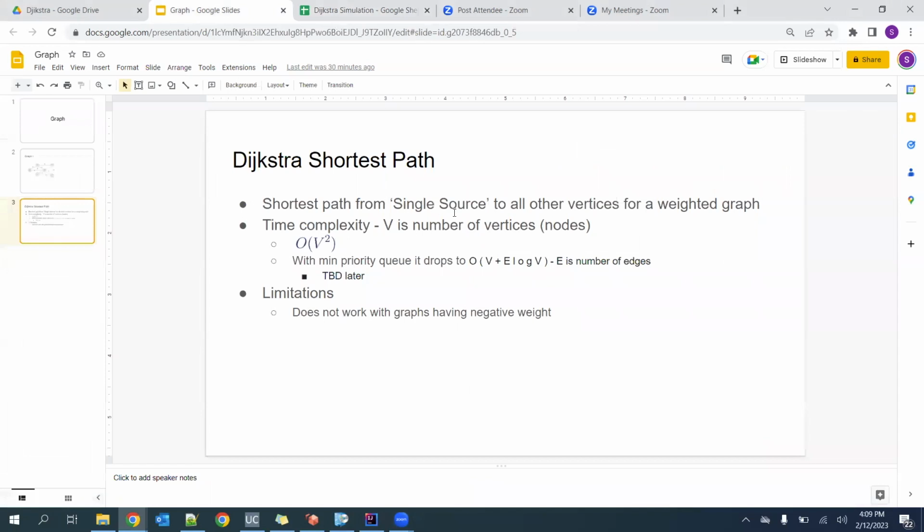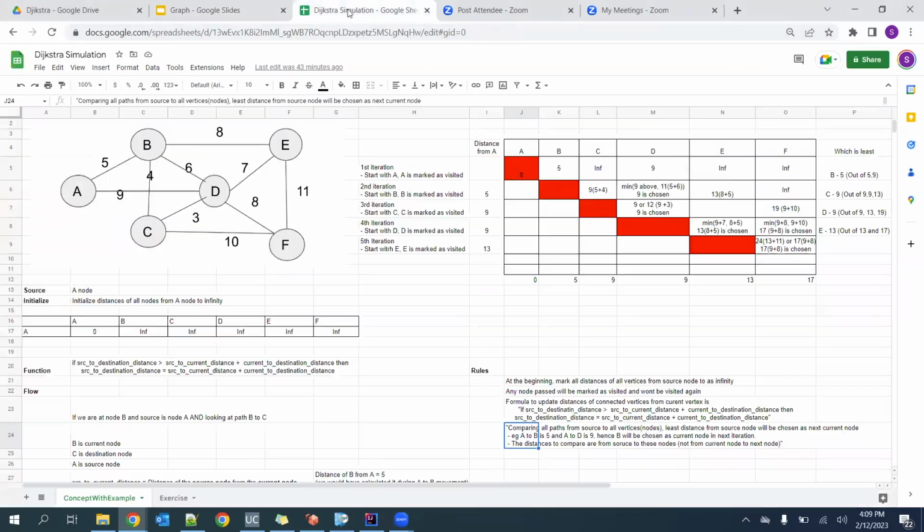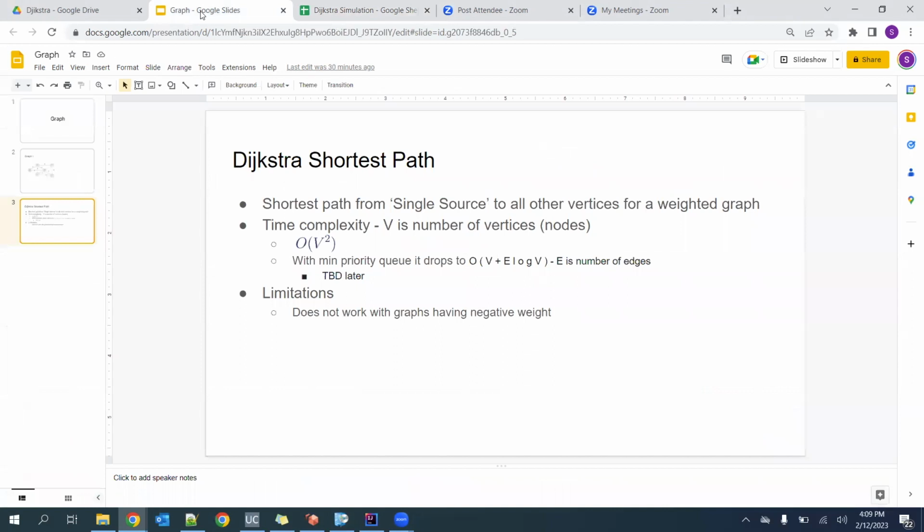So it is the shortest path from a single source. There has to be one source here. Let's say A is our source. This algorithm is for when you want to calculate the shortest distance of B, C, D, E, and F from A. Basically, the shortest distance of all other vertices from the source vertex. If that is your problem, then Dijkstra's algorithm is used.